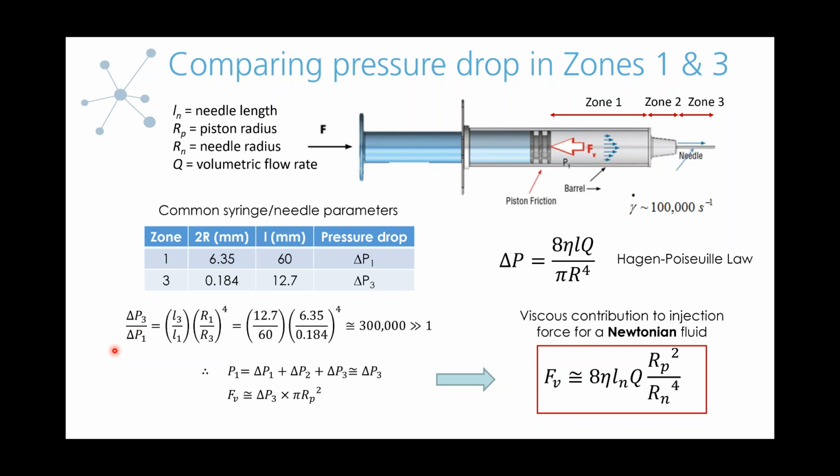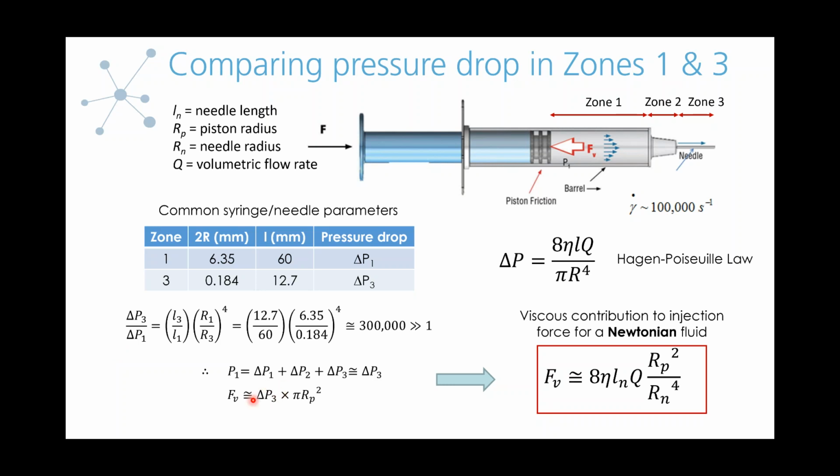And what we can see is that the pressure drop over the needle is roughly 300,000 times that over the barrel for this set of conditions. And these are sort of representative, and this will vary slightly. But the bottom line is that the pressure drop across the needle is significantly larger than that over the other portions in the syringe. So if we want to go forward and get an analytical expression for the injection force, then we can just assume that this pressure drop over zone 3 is going to dominate. And so we can approximate the total pressure drop by the pressure drop over the needle portion.